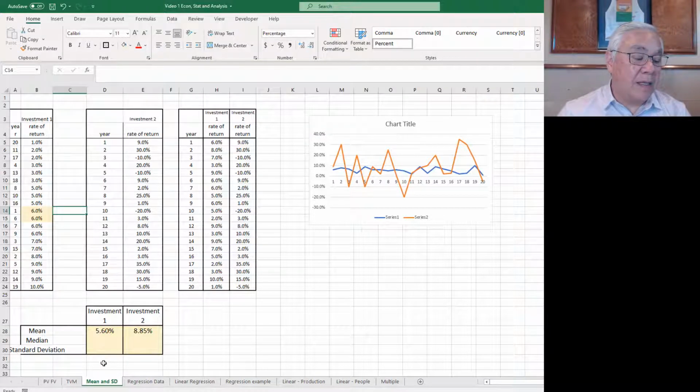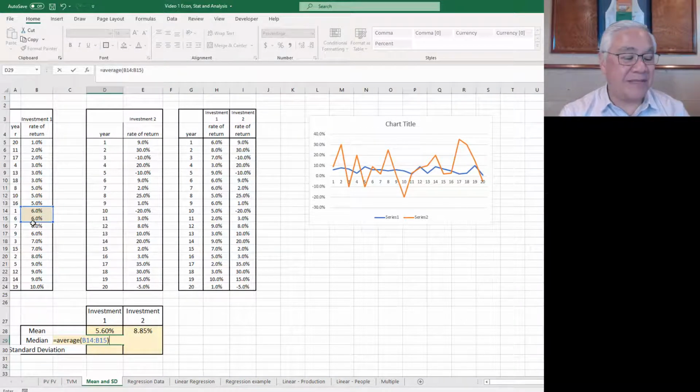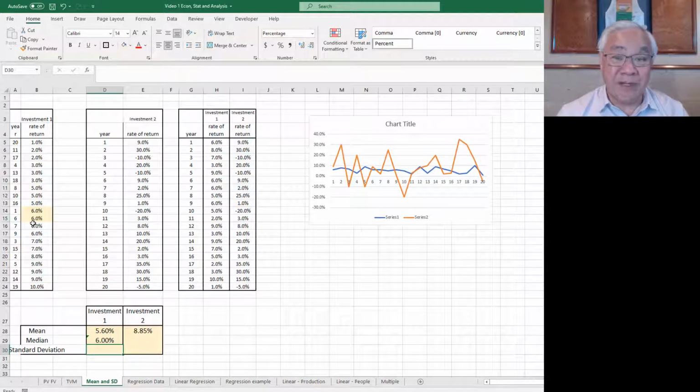So here, the median equals the average of these 2 points. Now here it's redundant because they're both 6, but I'm going through it as if they were different. Next, we'll do investment 2. It will be a little more interesting.